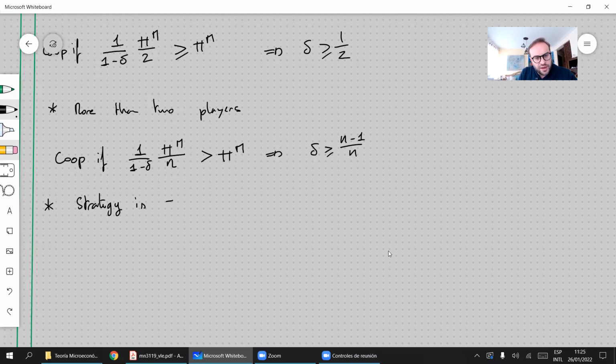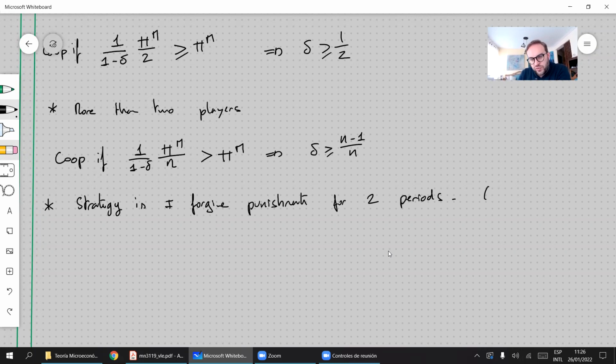is I forgive, I forgive punishments for 2 periods, let's say. That is, if you betray me today, I will not cooperate with you for 2 periods, and then I will try to reestablish a cooperative agreement, right? And so we can model this in the following way.